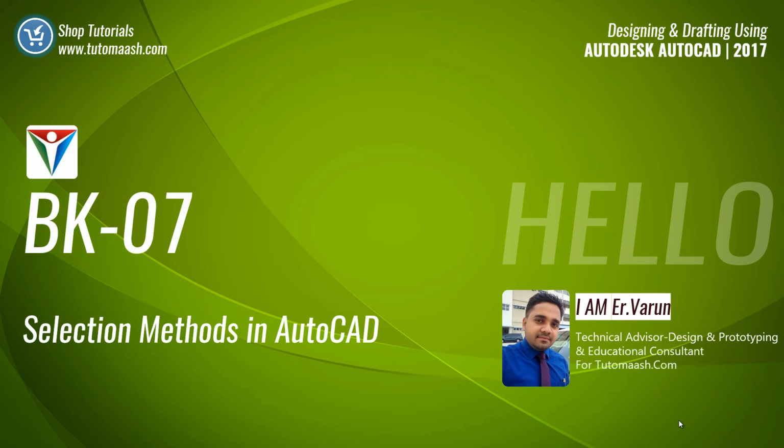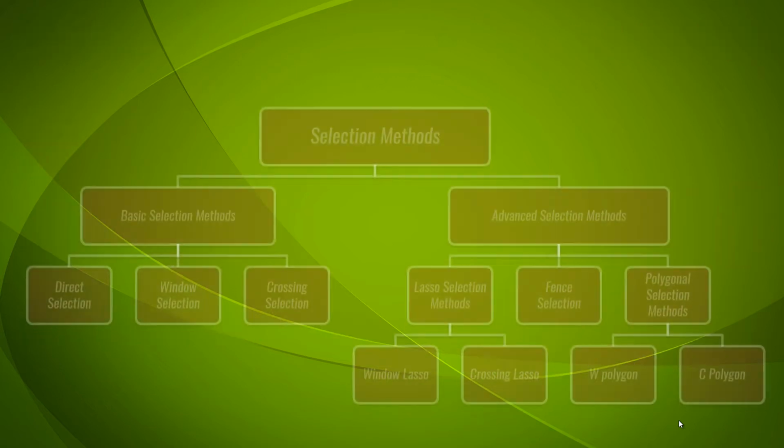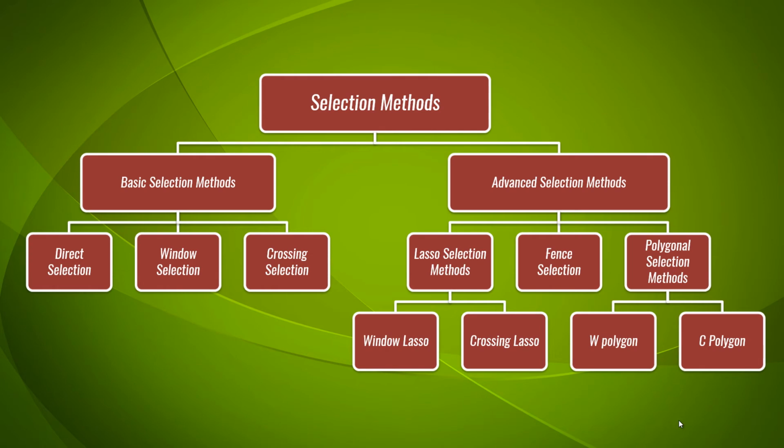In this session, we will be discussing selection methods in AutoCAD. There are several ways to select an object in AutoCAD. I would like to divide the selection methods as basic selection methods and advanced selection methods. In the basic selection methods, there are three types: direct selection method, window selection method and crossing selection method.